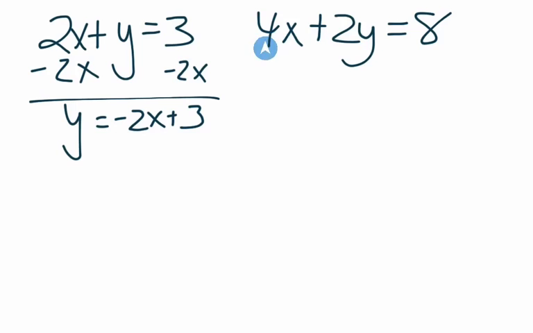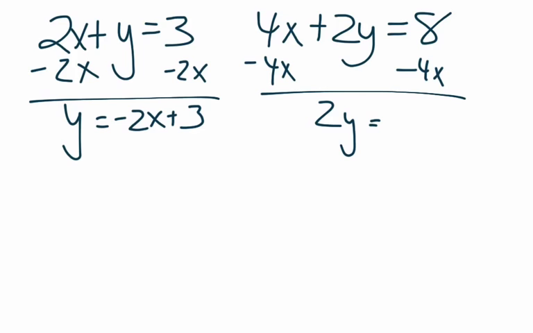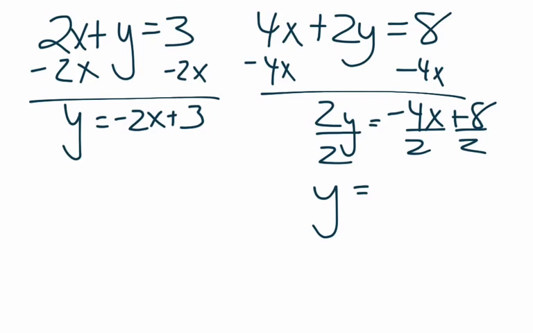Over here, I need to get rid of the 4x, so we'll subtract the 4x from both sides. And just like on the left, I'm going to write it in the order negative 4x plus 8 instead of 8 minus 4x. And now on this one, we do have to divide everything by 2 to get y equals negative 2x plus 4. Now what you might notice about the two equations is that they do have the same slope, but they have different y-intercepts.